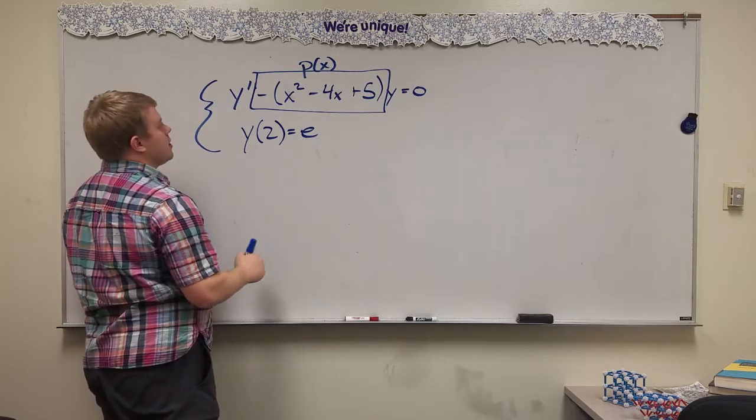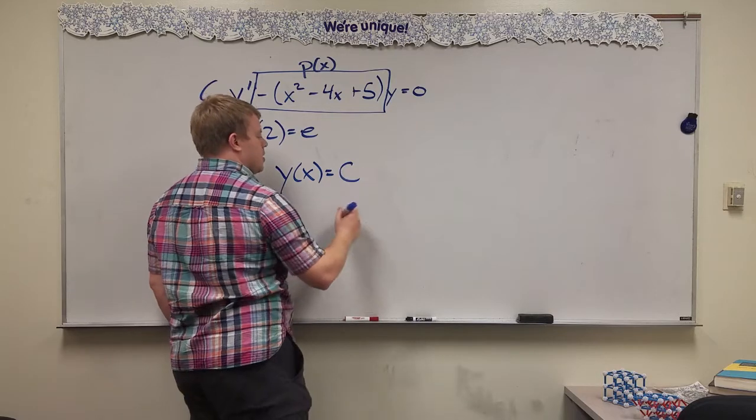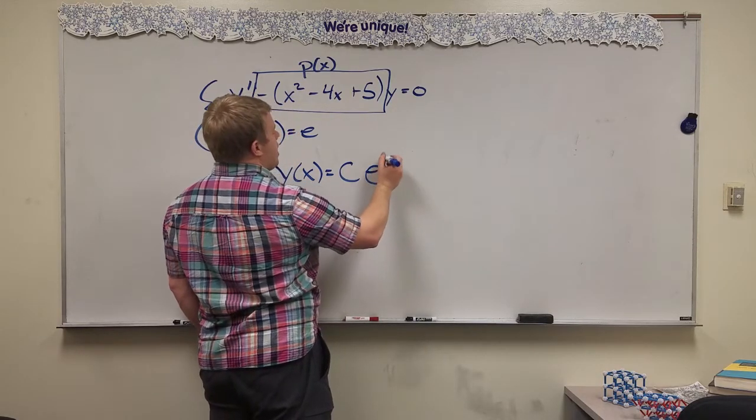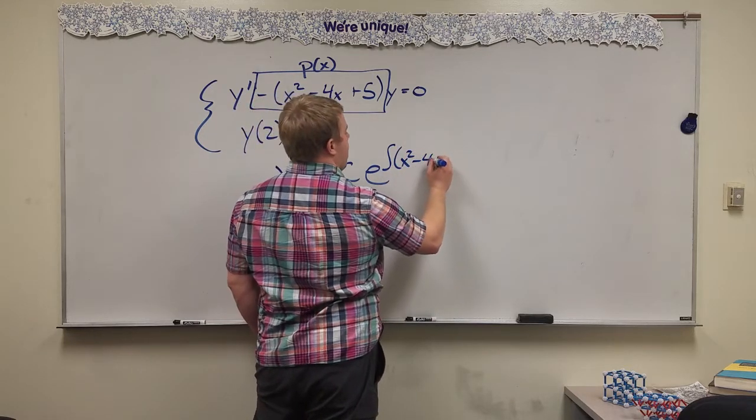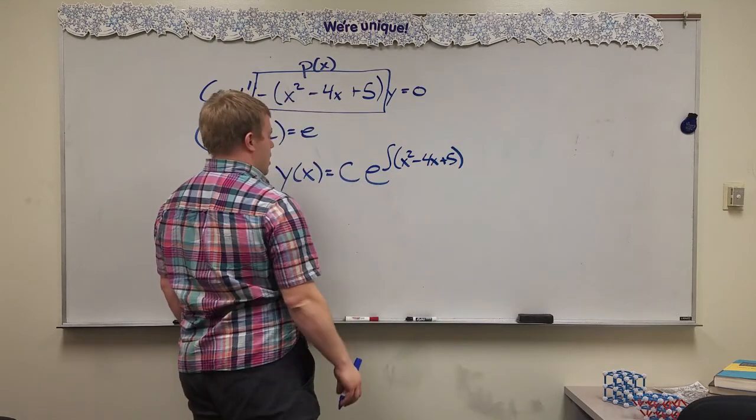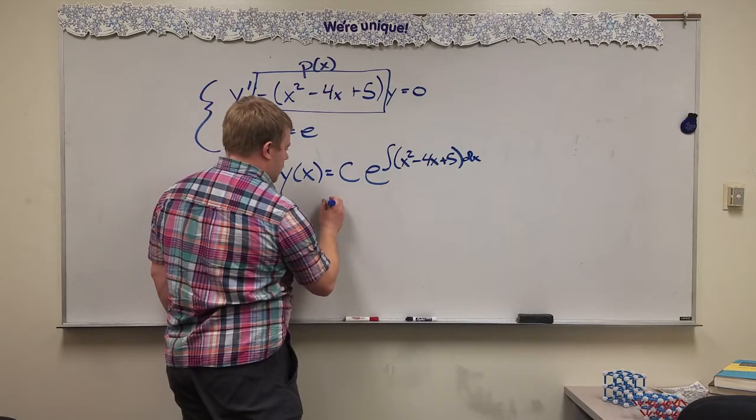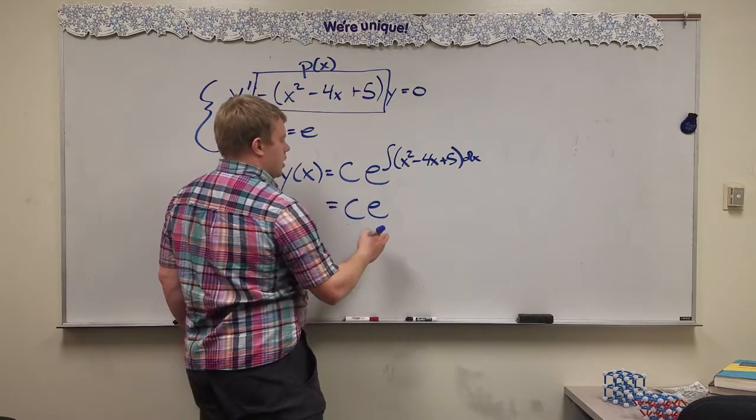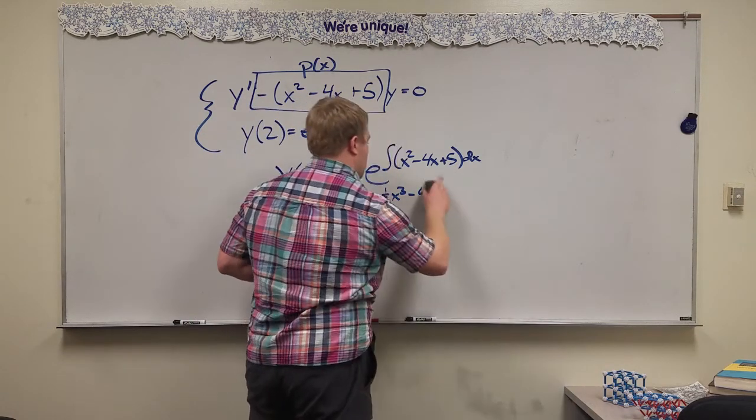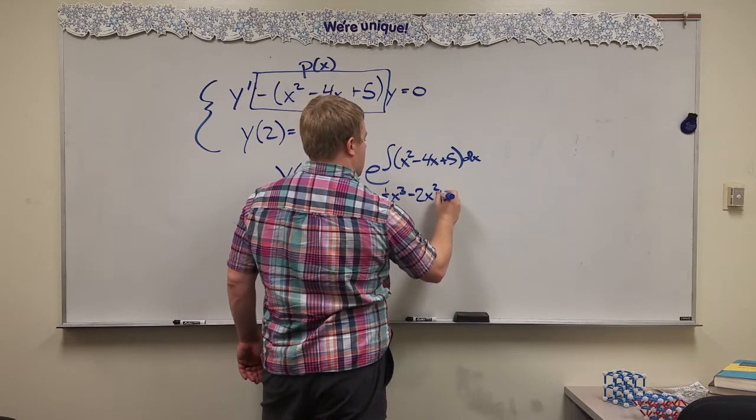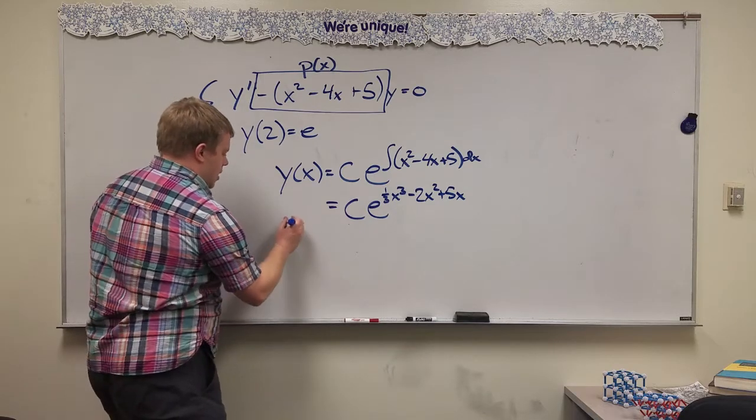So when we find the general solution to this differential equation using the formula that we've talked about, we'll get y of x equals a constant c times e to the negative integral of p of x. But since p of x is already negative, I'm just going to write the integral of x squared minus 4x plus 5 dx. And when we solve that integral, it's just a polynomial, easiest integrals in the world. So we get 1/3 x cubed minus, not 4, 2x squared plus 5x.